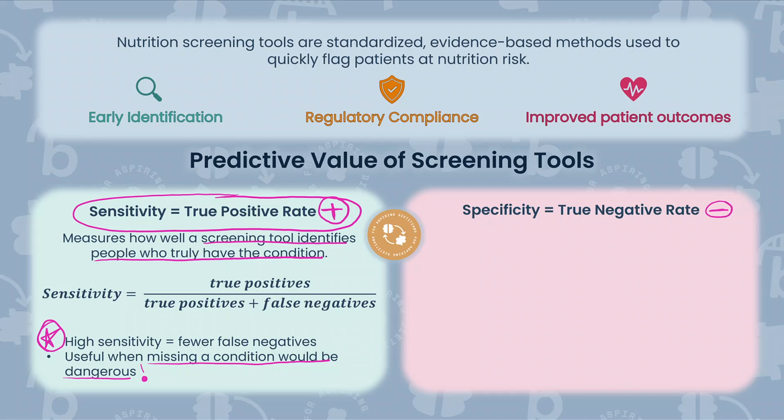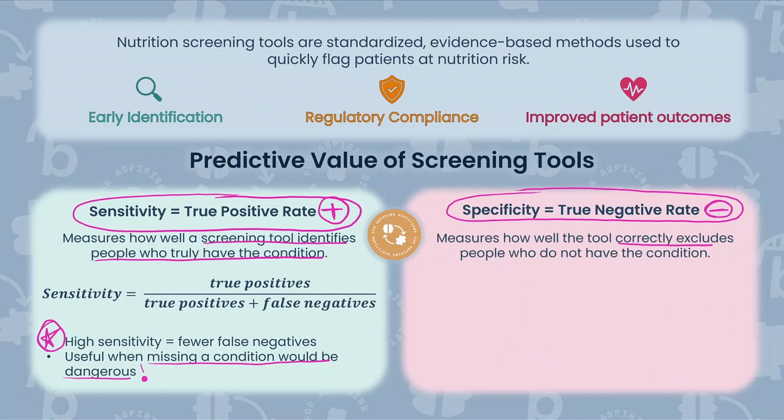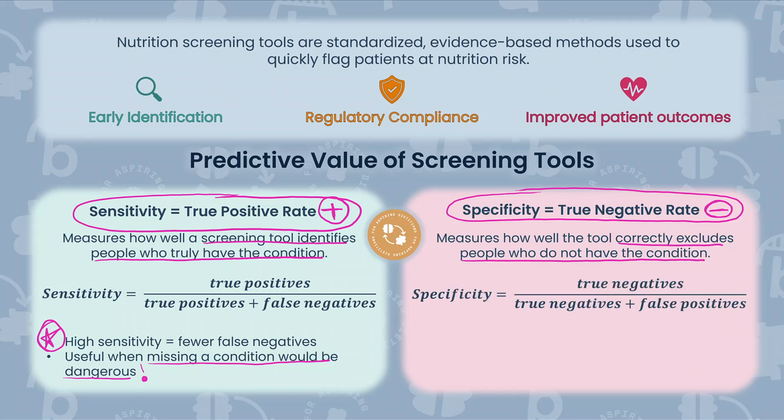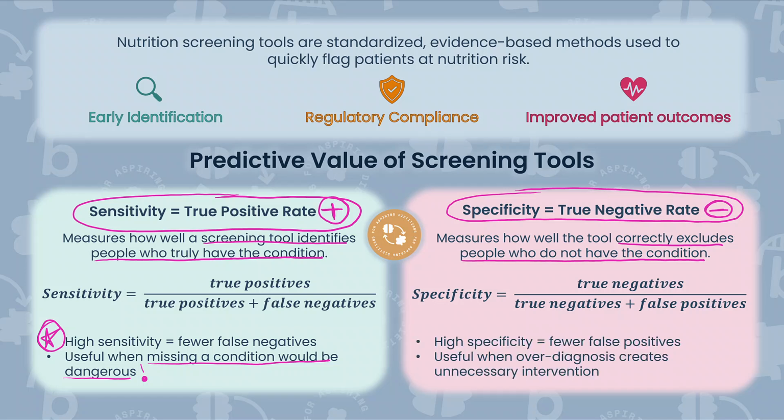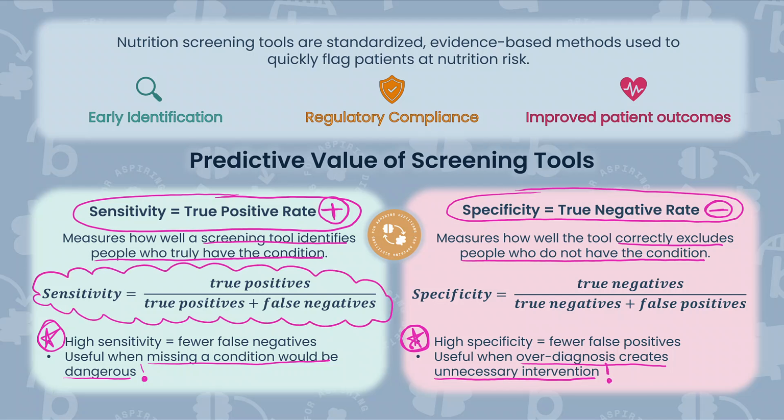Specificity is the true negative rate. So it measures how well a tool correctly excludes individuals who do not have the condition. High specificity means there are fewer false positives, which reduces unnecessary interventions, and it also reduces the extra burden of false diagnosis. So in practice, highly sensitive tools are prioritized when missing disease is dangerous. Highly specific tools are prioritized when overdiagnosis would create unnecessary burden.